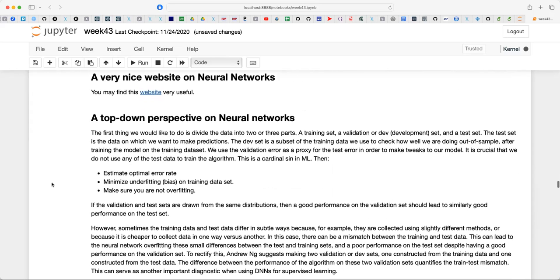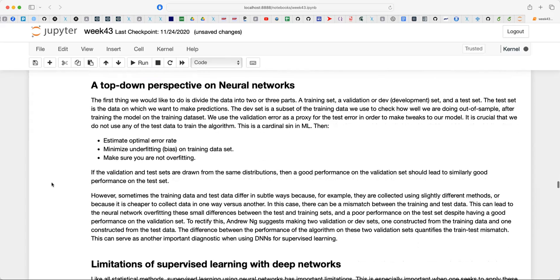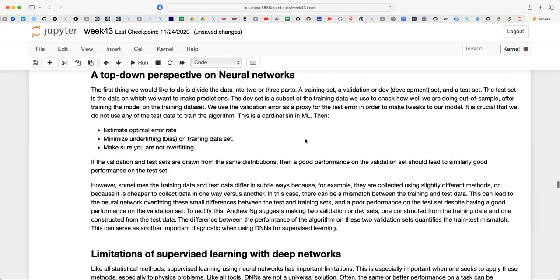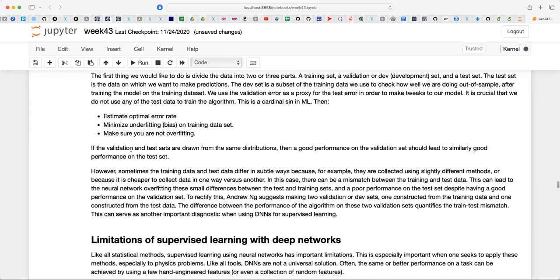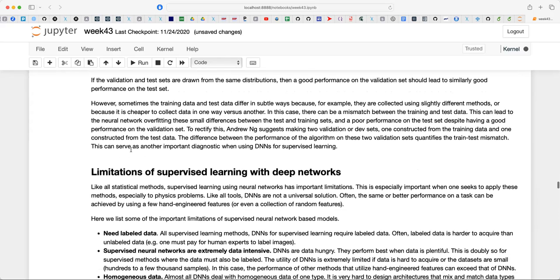So if we take a top-down view on neural networks before we take a small break, we should typically divide the data into two or three parts: a training set, eventually a validation set, and a test set. And then you would typically estimate the optimal error rate, minimize underfitting, and make sure you're not overfitting. These are the typical things you would do, as you did in project number 1.